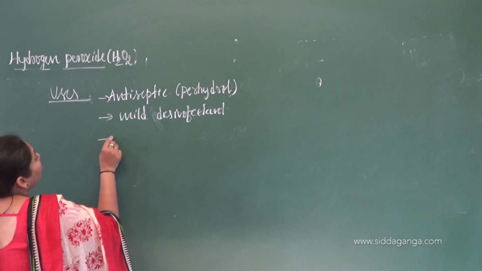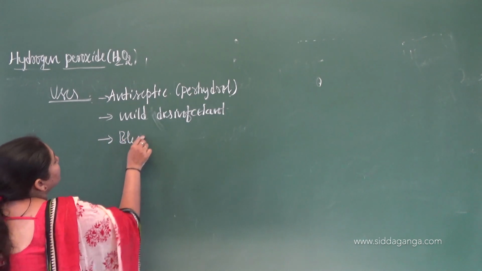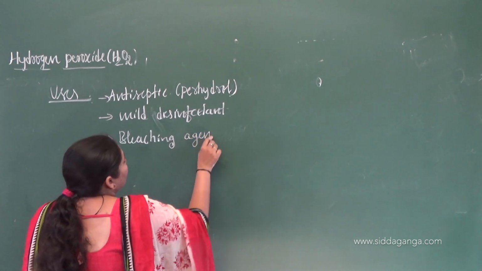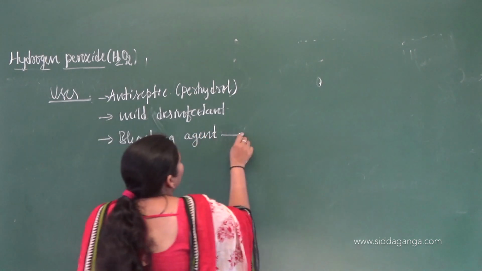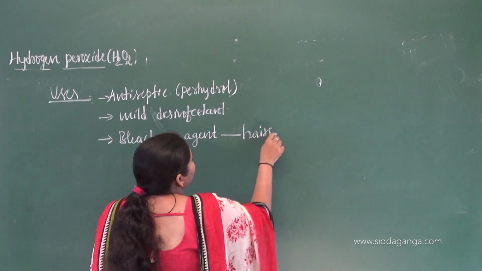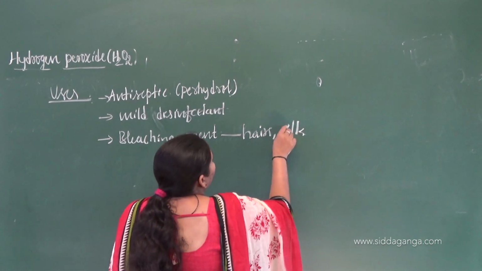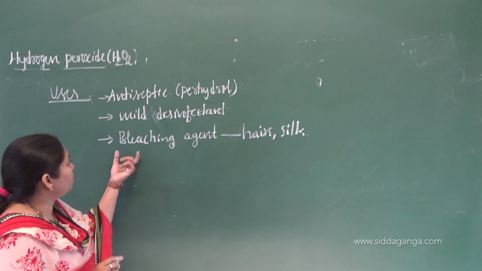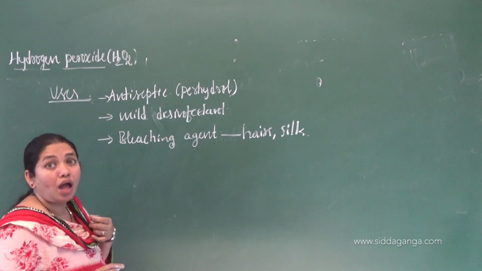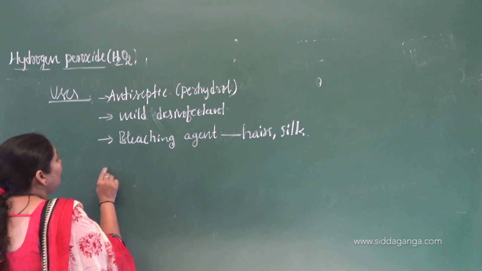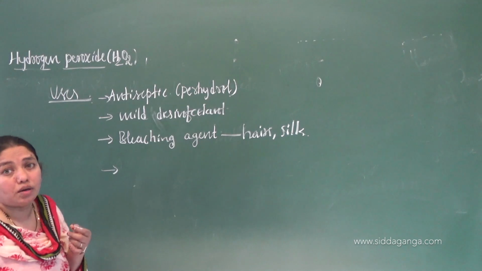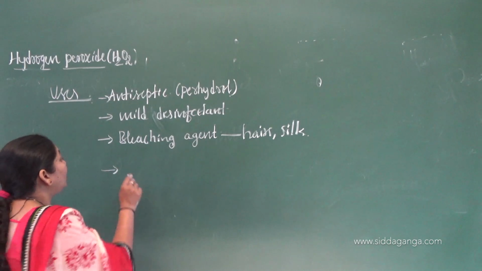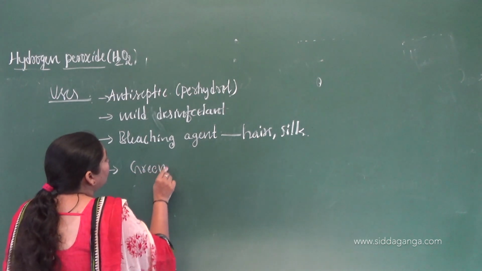Similarly, hydrogen peroxide is a very good bleaching agent. You can use it for bleaching of hair and delicate fabrics like silk, etc. The fabrics can be bleached with the help of this hydrogen peroxide. Similarly, it is also a very good green chemical.